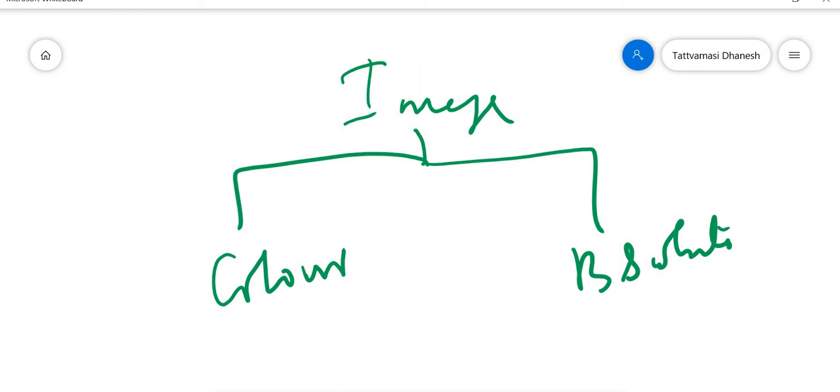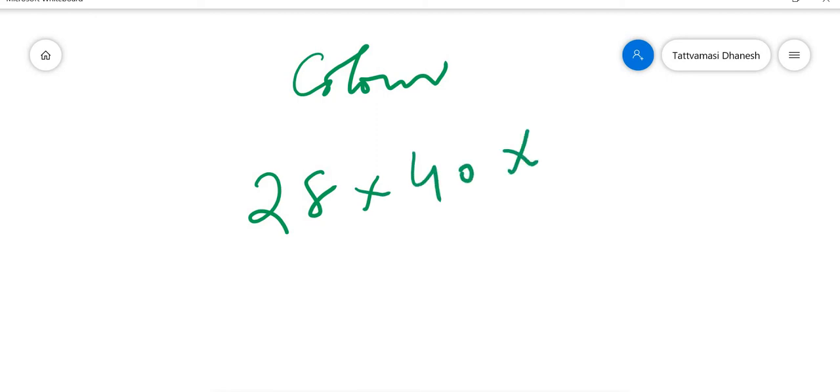Normally the size of an image, for example, is represented like this, in pixel size. If it is a color image, you may have seen it like 28 into 40 into 3. This 3 represents the RGB, that is red, green, blue. So 28 rows and 40 columns, and 3 represents the RGB. That's the way you normally represent the size of an image.